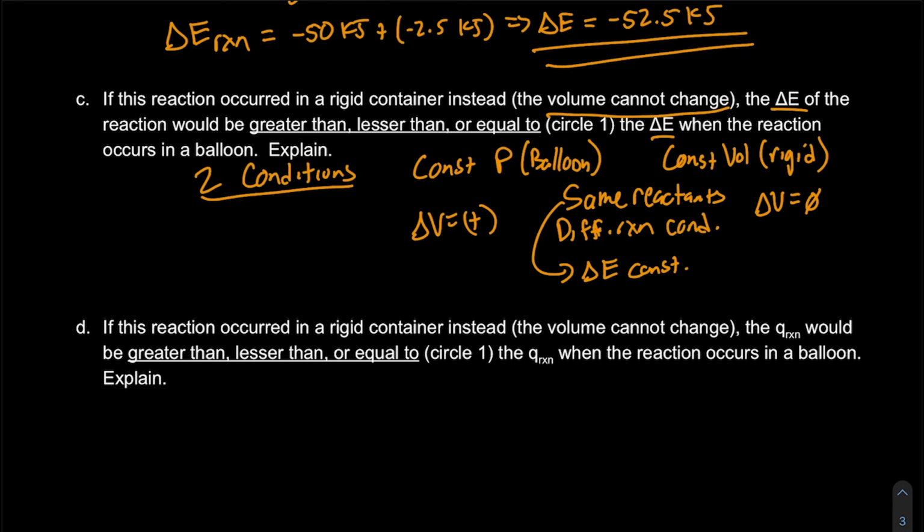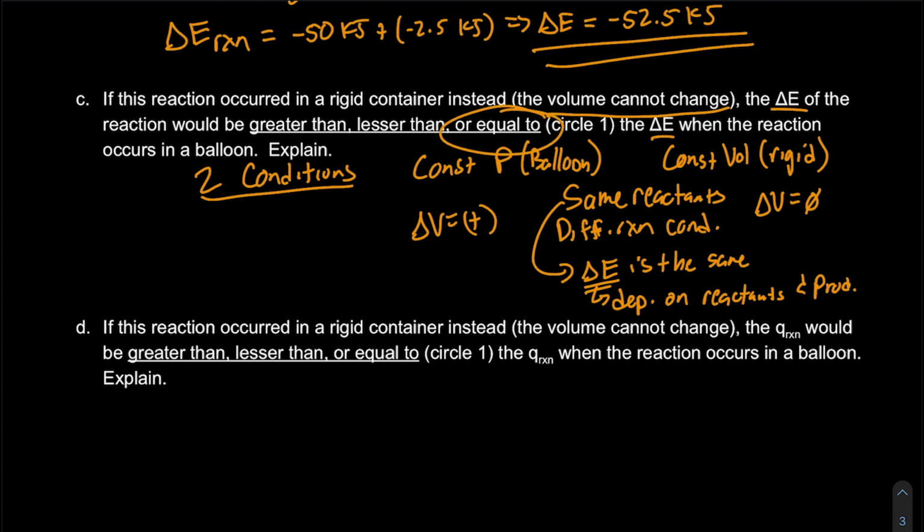Actually, let's not call it constant. We'll say our delta E is the same for both conditions, and that is because our delta E is dependent on our reactants and our products. So what we start with, what we end up with, right? Our initial internal energy and our final internal energy. Because of that, our delta E doesn't change, because we haven't changed anything about our reactants and we haven't changed anything about our products. We've only changed the condition. So that would mean our delta E would be the same.